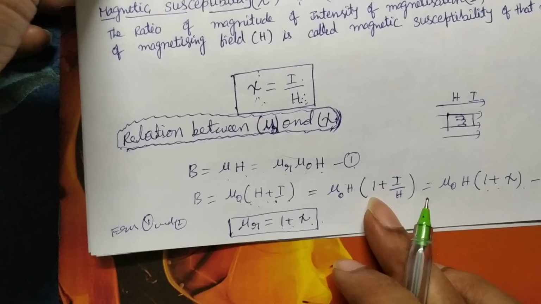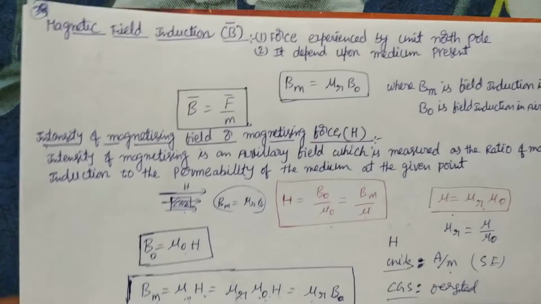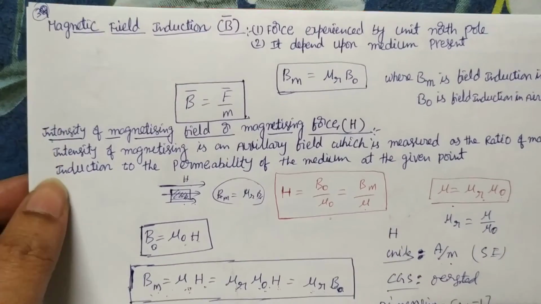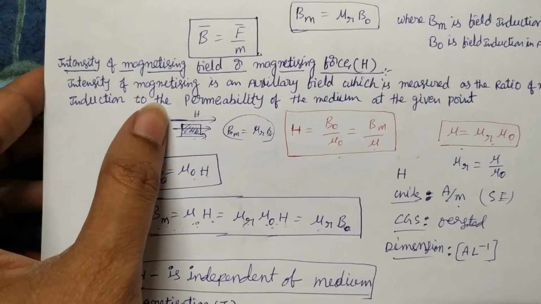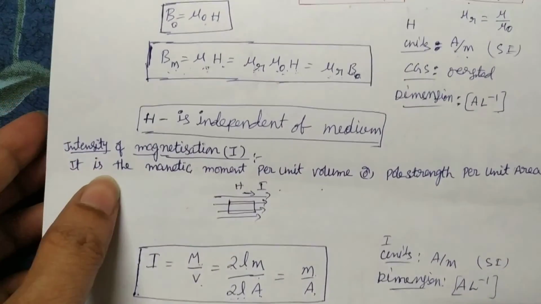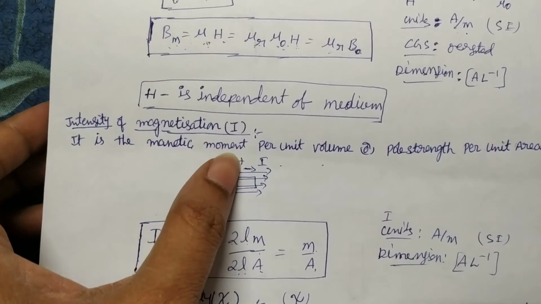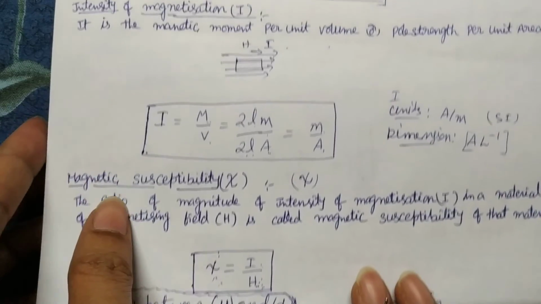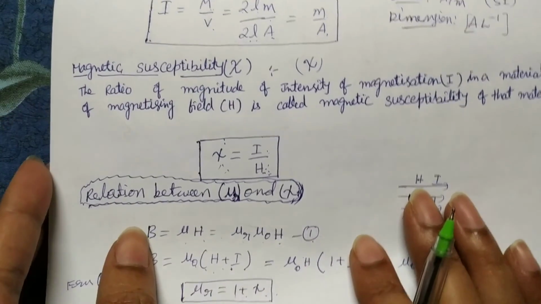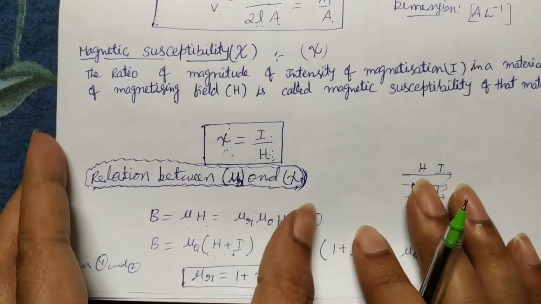Here what we discussed first is magnetic field induction B, and after that the intensity of magnetizing field or magnetizing force H, intensity of magnetization I, here susceptibility, and then the relation between relative permeability and susceptibility.